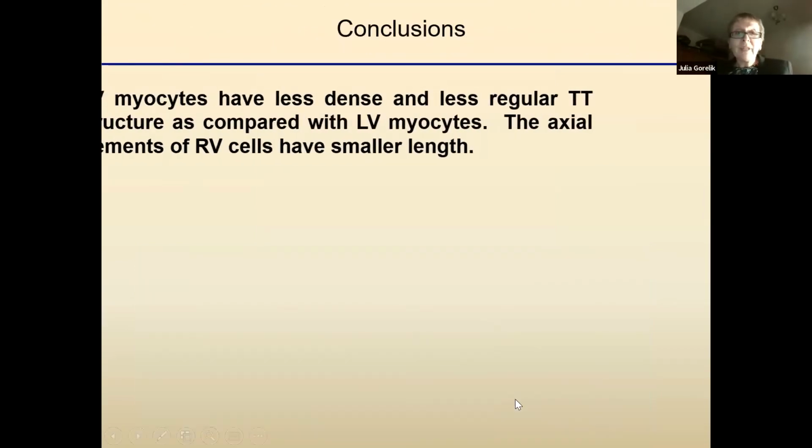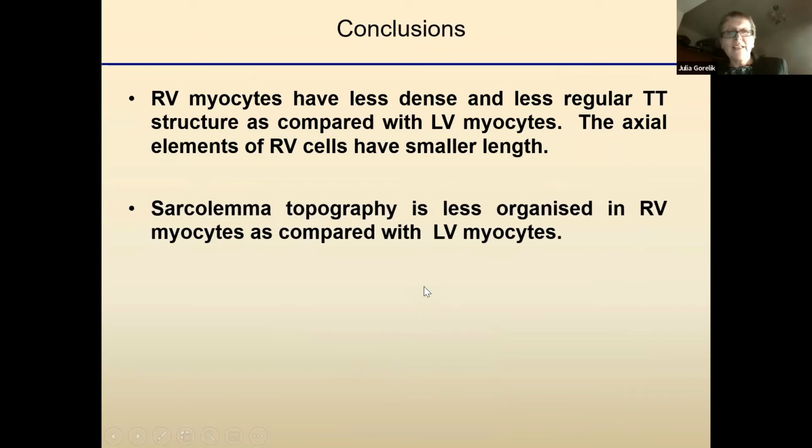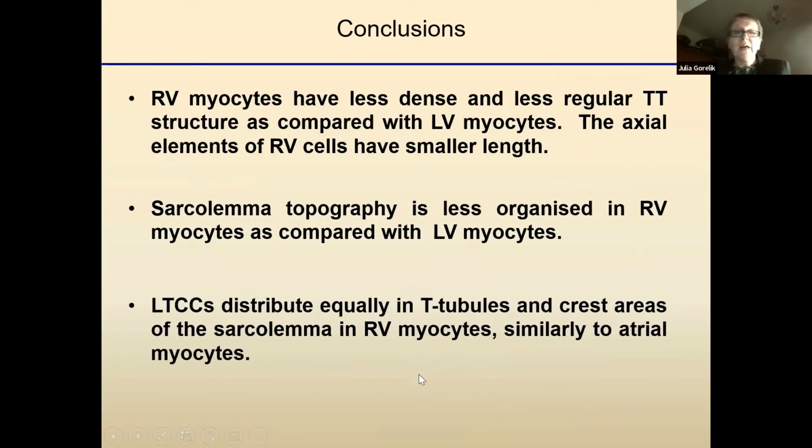So we found right ventricle myocytes have a less dense and less regular tubule structure compared with left ventricle cardiomyocytes. Sarcolemma topography is less organized. And also important, LTCC are distributed equally in tubules and crest areas of the sarcolemma in right ventricle myocytes, similar to atrial myocytes.